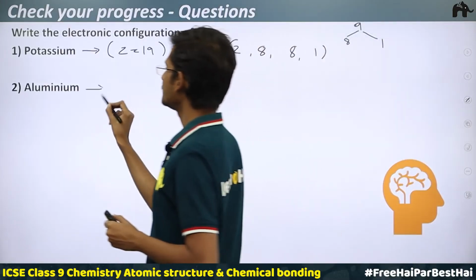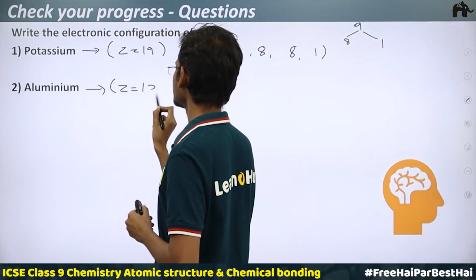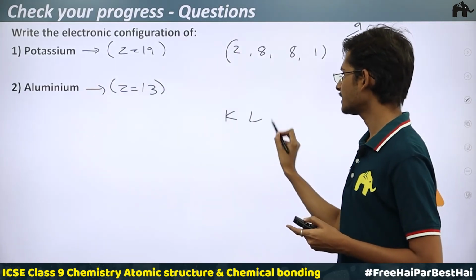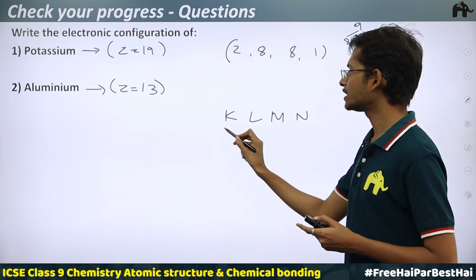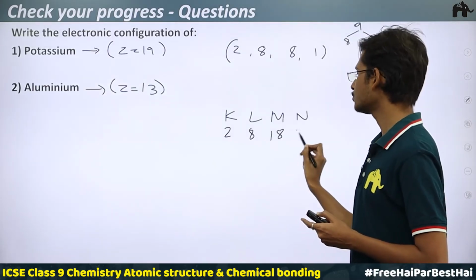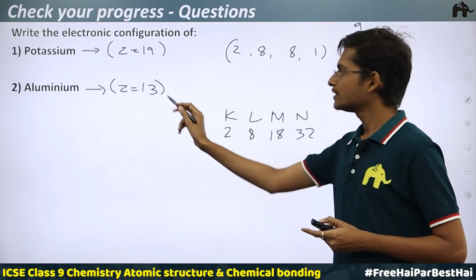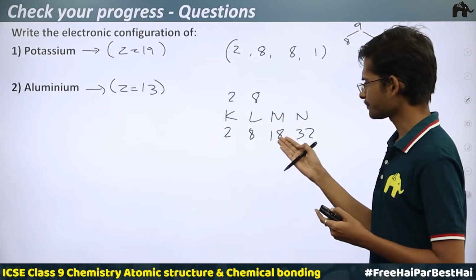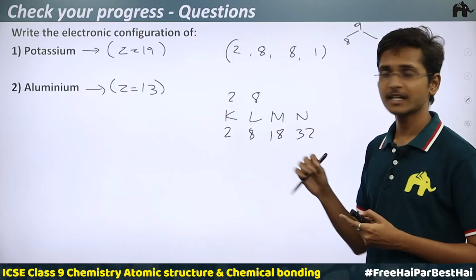Aluminium would be pretty easy. Aluminium's atomic number is 13. Now accommodating 13 electrons, again K, L, M, N, with capacities 2, 8, 18, 32. Out of these 13 electrons, 2 and 8 electrons would simply be occupied here. Then the remaining are 3 electrons.